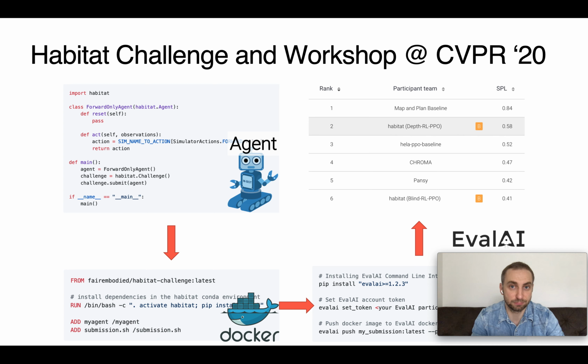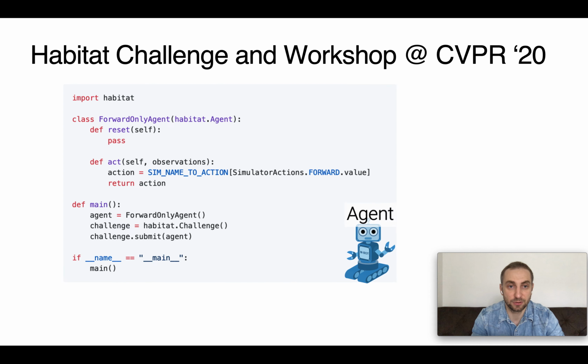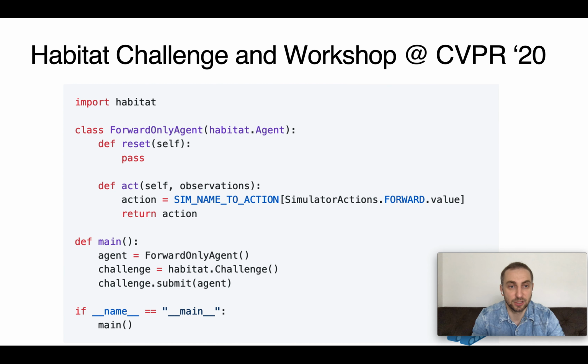If we talk about participation sequence, first you define your own agent. Your agent should have 2 methods. One is reset, that is called when new episode starts. In this method you usually clear your hidden state or clean your cache. And then you have act, which receives observations, and you need to produce an action that your agent is taking based on these observations as a next step.